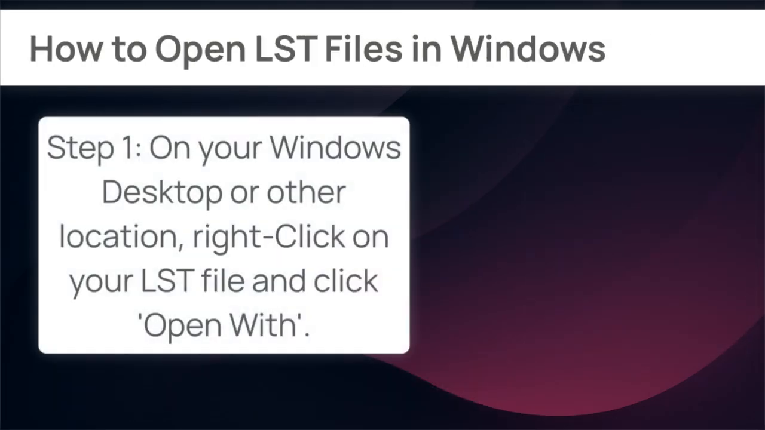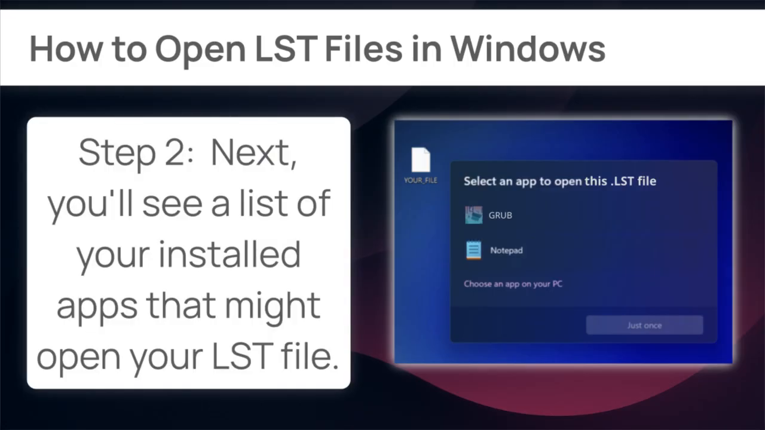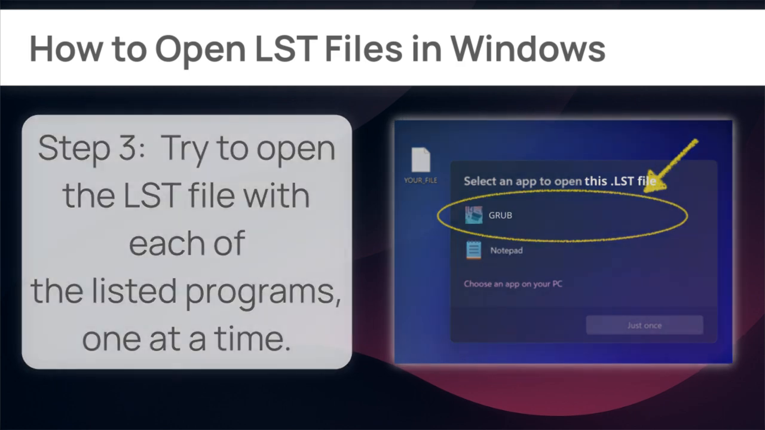To solve the application association issue, right-click your LST file and choose Open With. Check for GRUB and test it first. If it's unavailable, choose a different app. The right program is out there.